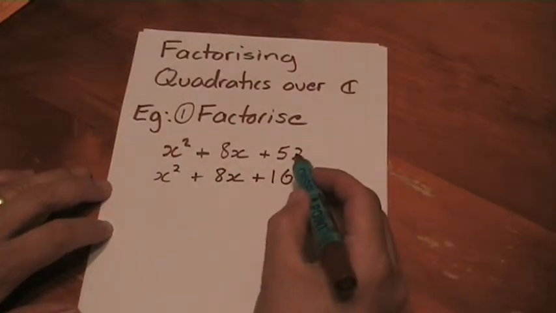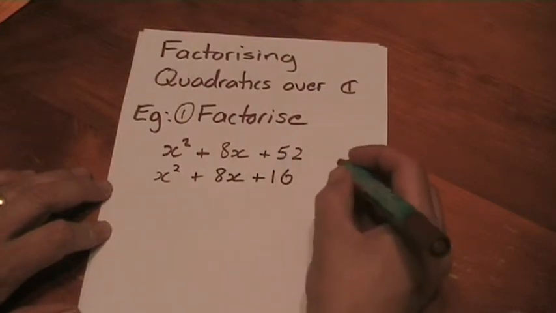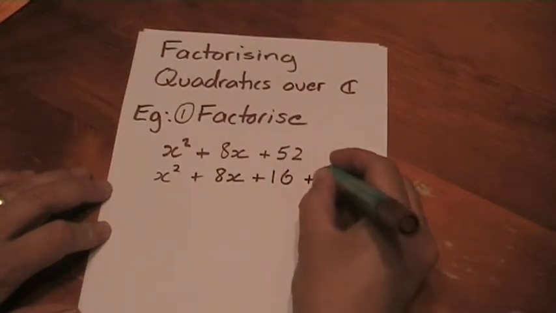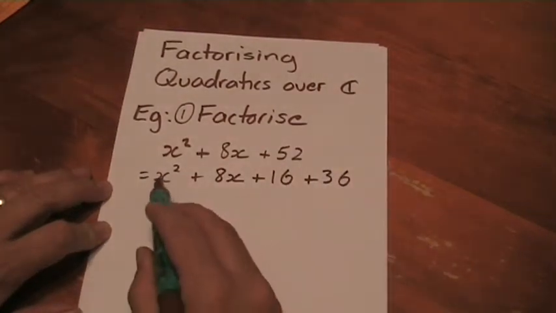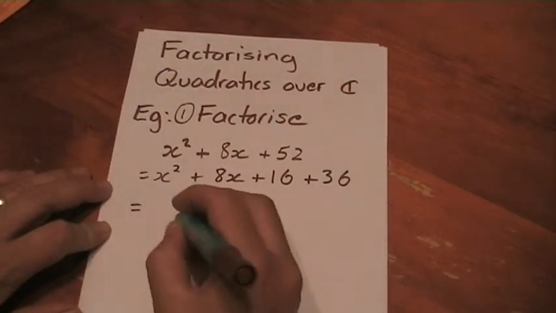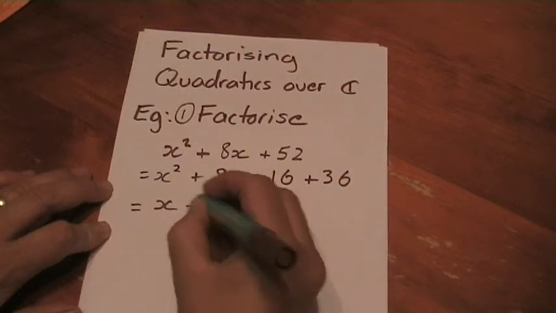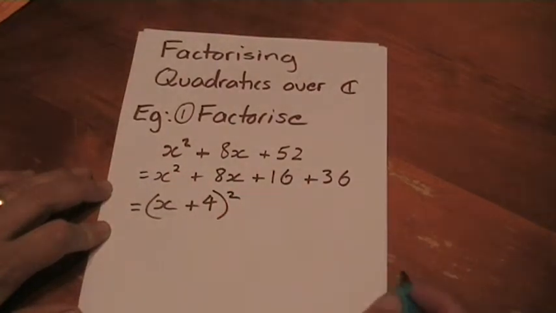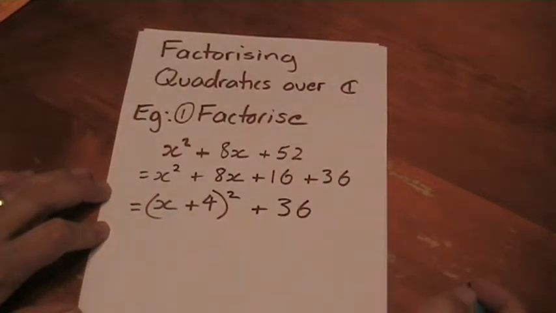I'll look at the 52 and say how much more on top of 16 do I have to add to make up to 52, and that's plus another 36. This initial part of the expression then is a perfect square. I'll write that as x plus 4 all squared plus 36.